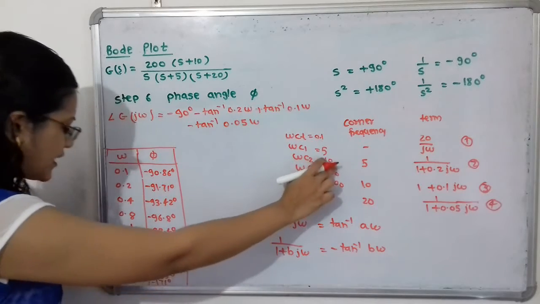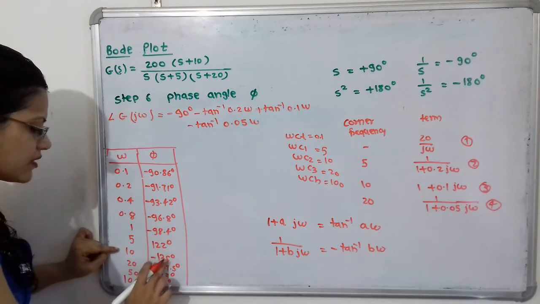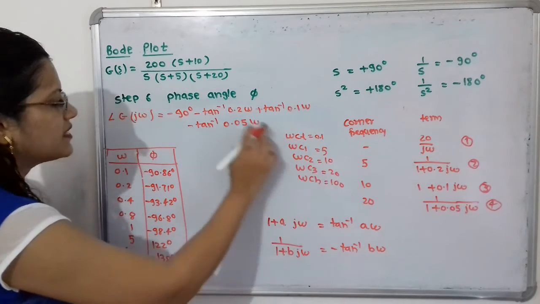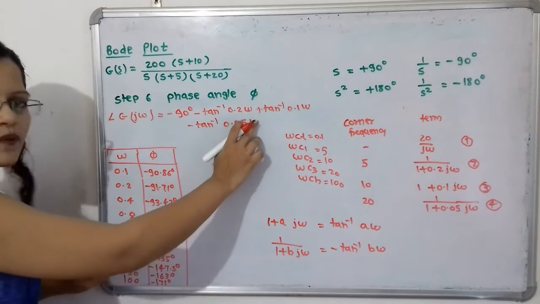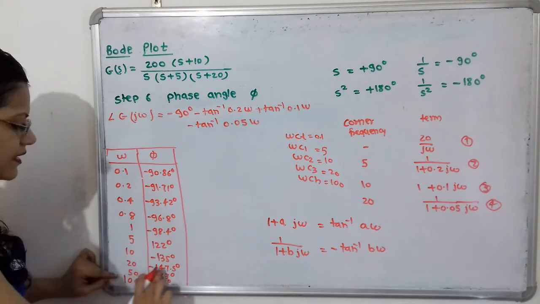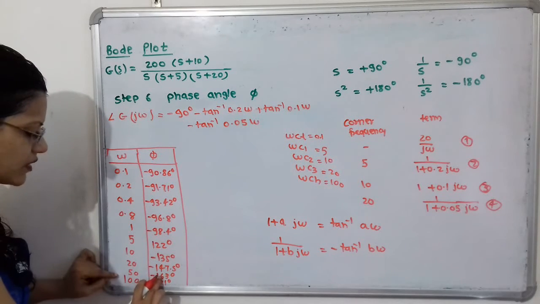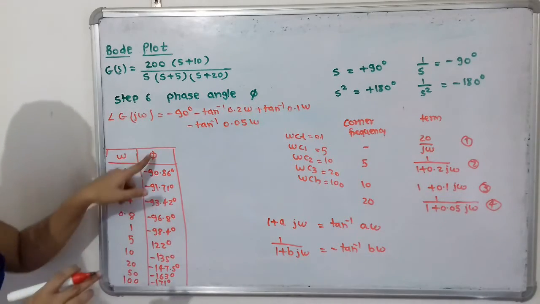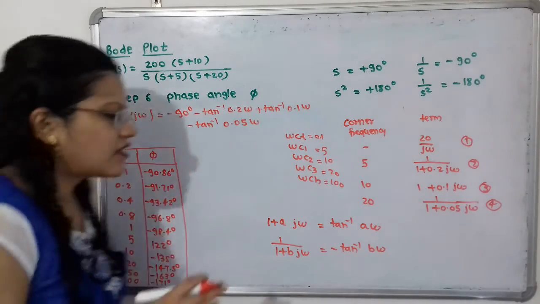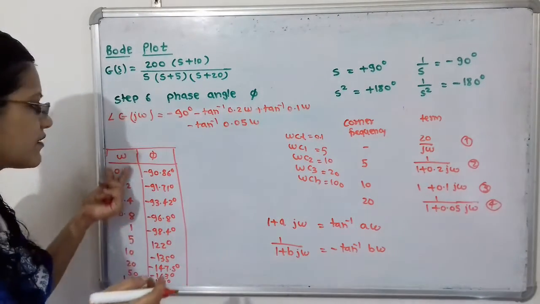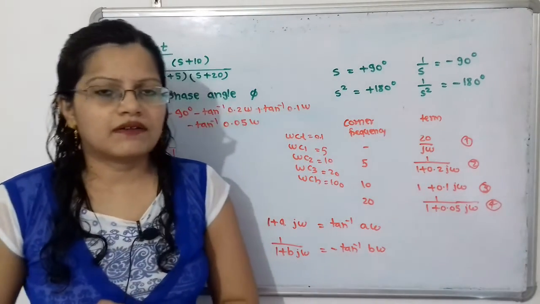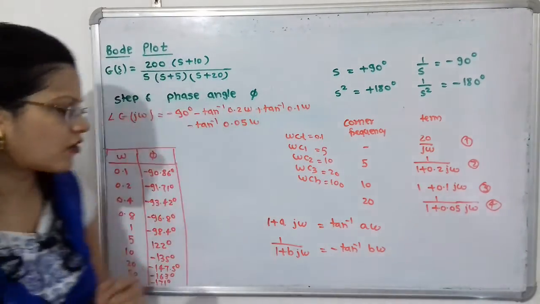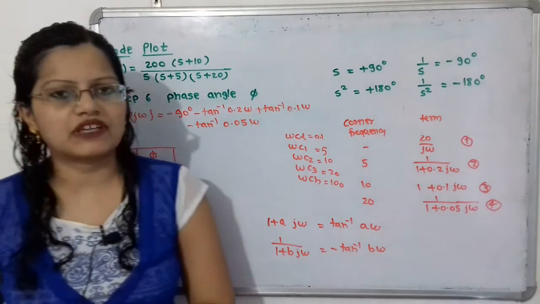Then for omega C2 10, we will get minus 135 degree. Then again for 20, that is omega C3 is 20, we will get minus 147.5 degree. Then for 50, omega is equal to 50, we get minus 163 degree, and for 100 I will get minus 171 degree. So these are all the phase angles phi that we have to take according to the frequency omega, and we will plot the phase plot with this phase angle phi according to the frequency that we have taken.